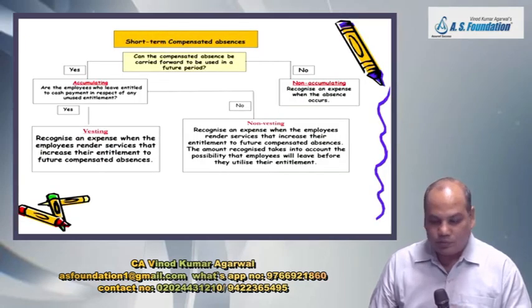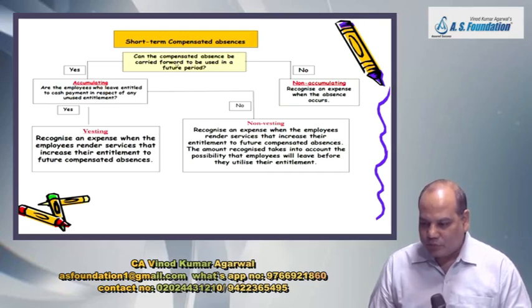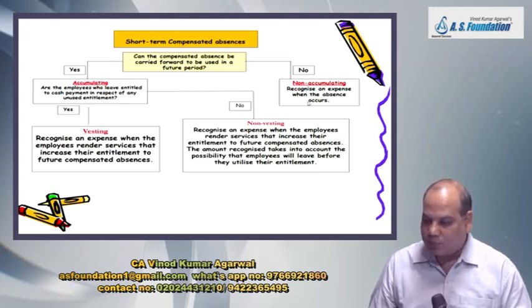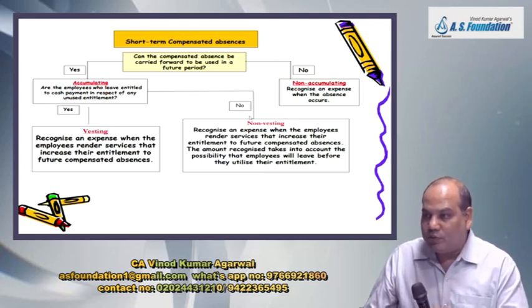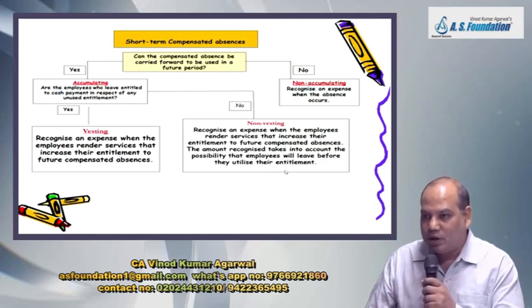Right? Now, the summary version of this big paragraph. See this flowchart. Can the compensated absences be carried forward to a future period? The answer is no. It is non-accumulating. Recognized as an expense when the absence occurs. Okay? But suppose the answer is yes, it is accumulating. Then ask this question, whether the employees who leave, will they get cash payment for unused leave? The answer is yes. Means vesting. Make full provision for the entire unutilized leave. But if the answer is no, you will not get cash if you leave the organization. Non-vesting, make provision, but keep in mind that some employees will leave before they utilize their entitlement.